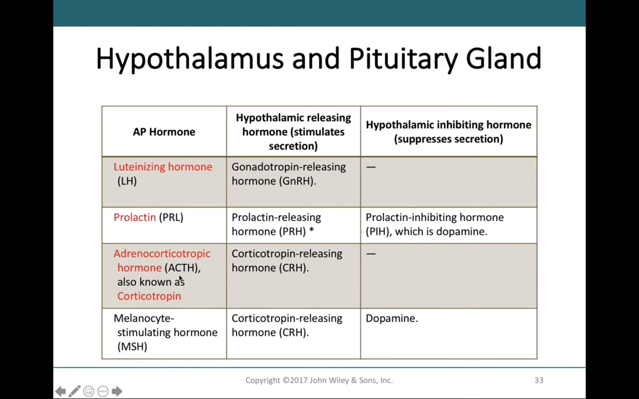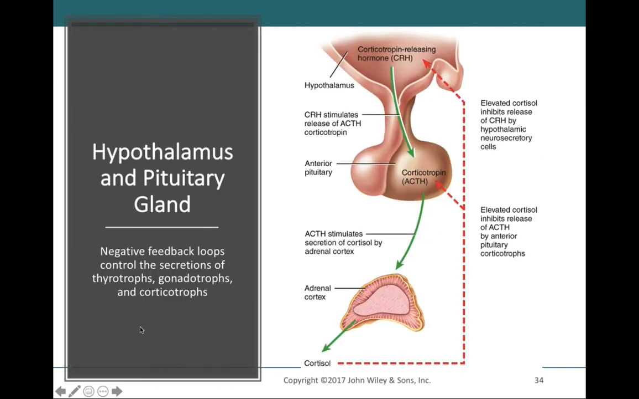And lastly here, for our purposes, the adrenocorticotropic hormone, also known as corticotropin, will be released in response to corticotropin releasing hormone. And this is also another one, again, this melanocyte stimulating hormone, just for your information. This one I will not be testing you on. So this one will never be a right answer on any of my exams.